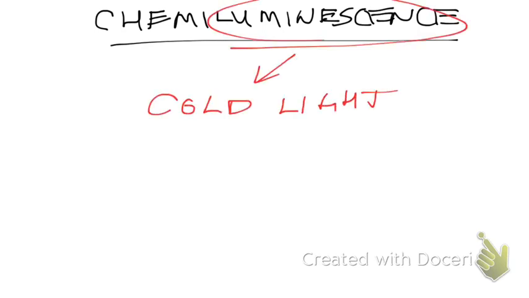So the first thing I wanted to highlight from the word chemiluminescence is the word luminescence. What that means is it's often identified as cold light. Cold light being light that's produced without any heat.